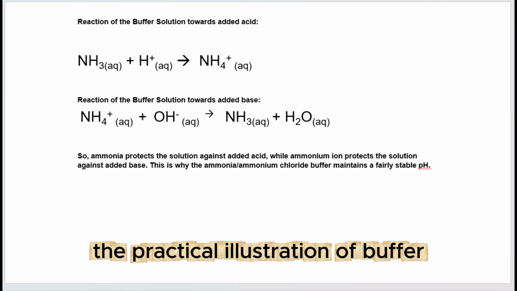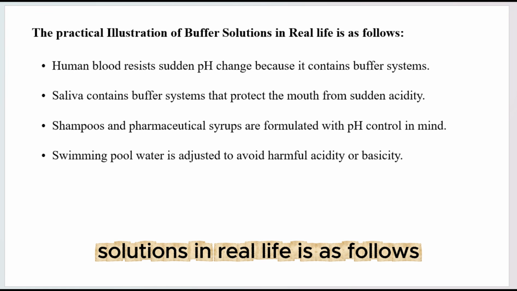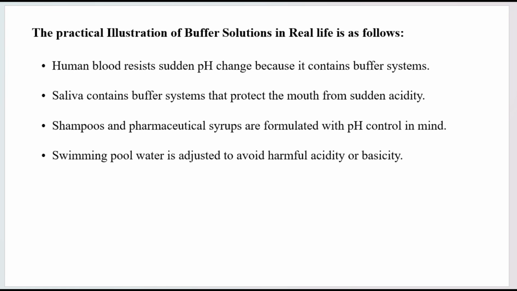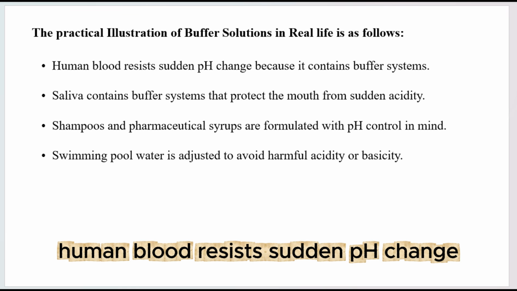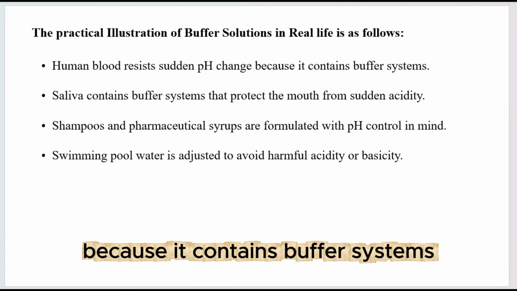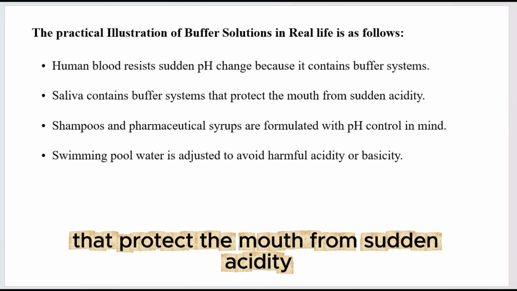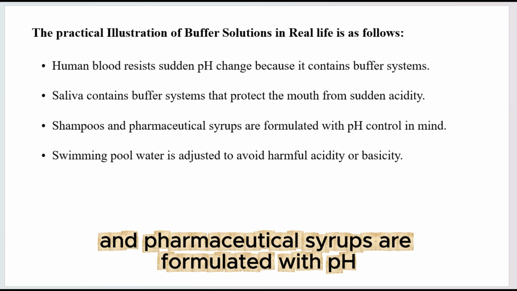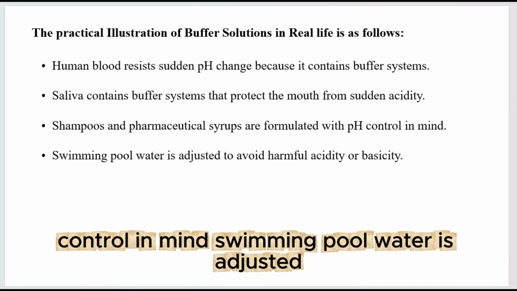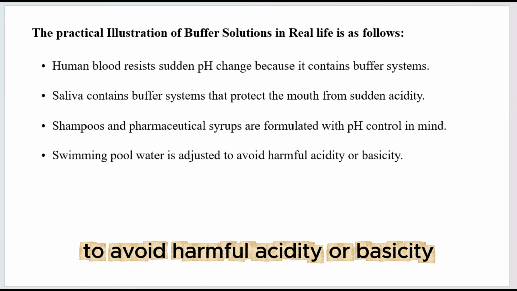The practical illustration of buffer solutions in real life is as follows. Human blood resists sudden pH change because it contains buffer systems. Saliva contains buffer systems that protect the mouth from sudden acidity. Shampoos and pharmaceutical syrups are formulated with pH control in mind. Swimming pool water is adjusted to avoid harmful acidity or basicity.